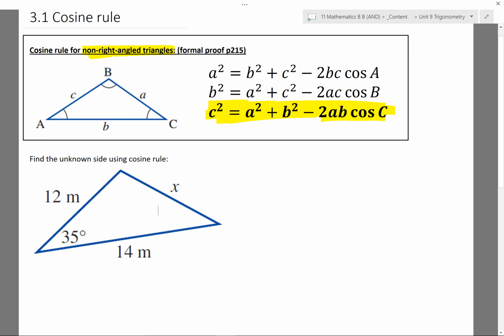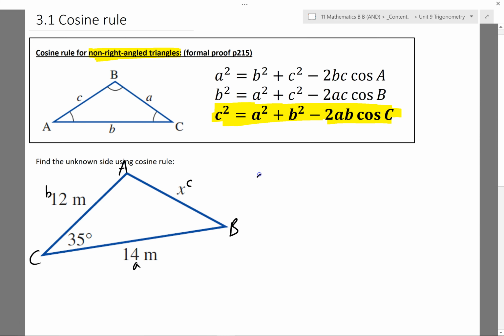Again, we'll start by labeling the triangle. I'll label the thing that I'm trying to find C. So this unknown side here is C, is my angle C, and label the other ones however I want. So A and B, side B, side A. I'll list the things that I know or that I'm trying to find. I'm trying to find side C. I know angle C is 35 degrees, side B is 12, and side A is 14.